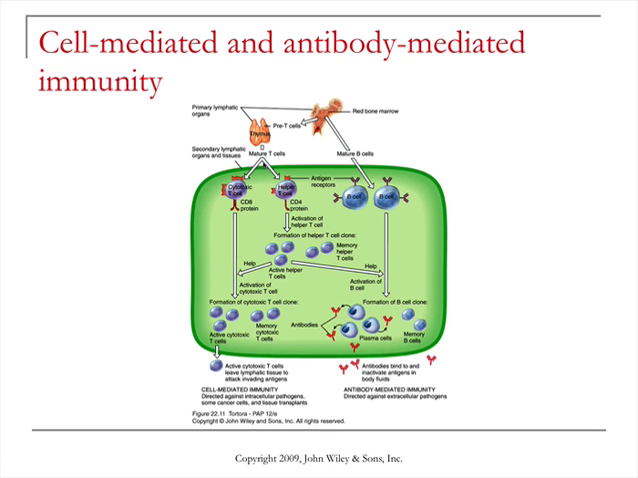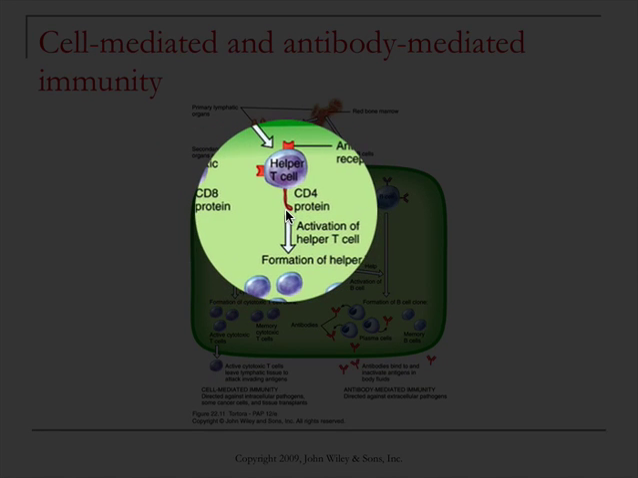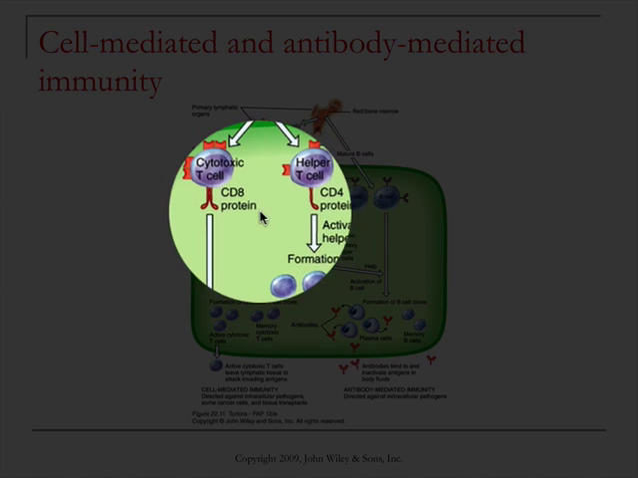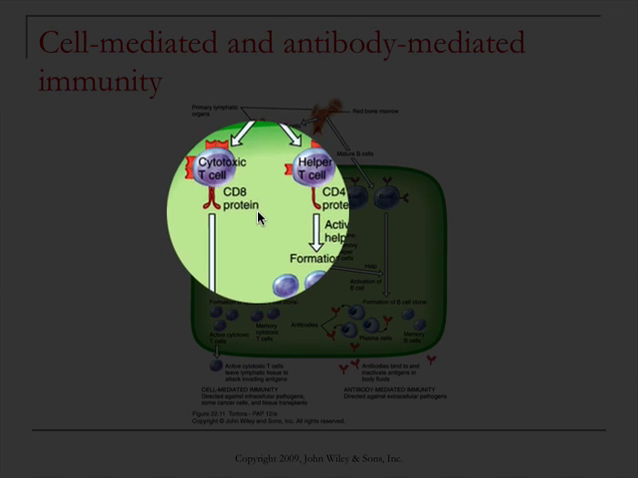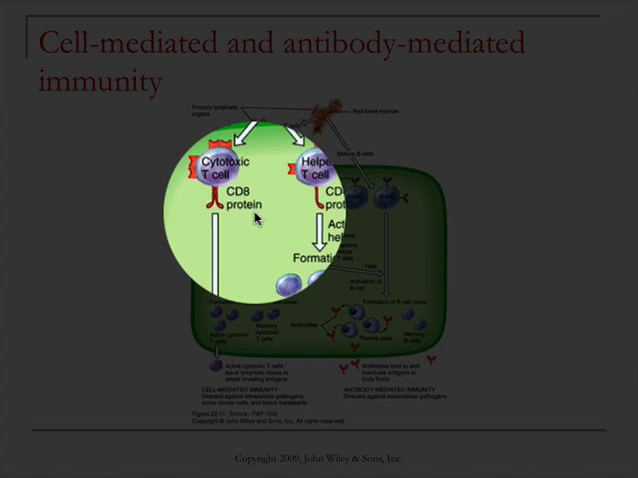There are two kinds of T cells: cytotoxic T cells, otherwise known as CD8 cells, and helper T cells, otherwise known as CD4 cells. These are proteins, the CD8 and CD4, that aren't antigen receptors, but rather are other kinds of proteins that are involved in the immune response.